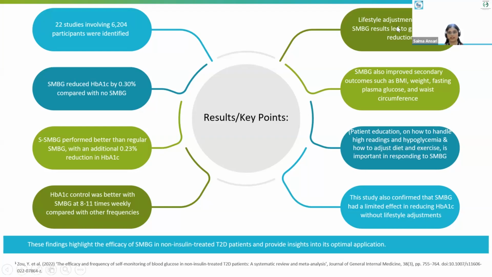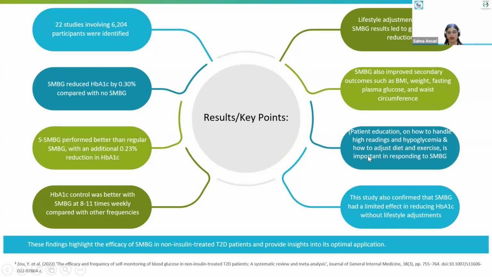And lifestyle adjustment based on the SMBG results led to greater HbA1c reduction, and SMBG also improved secondary outcomes such as BMI, weight, and fasting glucose. Obviously, when sugars are controlled, if a patient has type 2 diabetes and is obese, they would be able to reduce weight in a healthy way, and they will have fasting glucose in range and a better waist circumference.